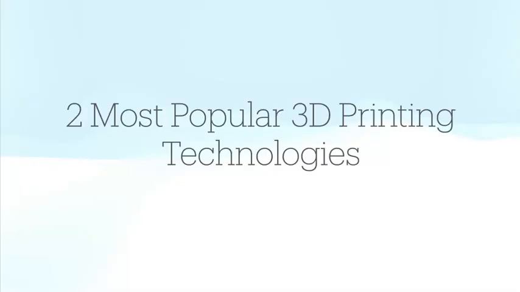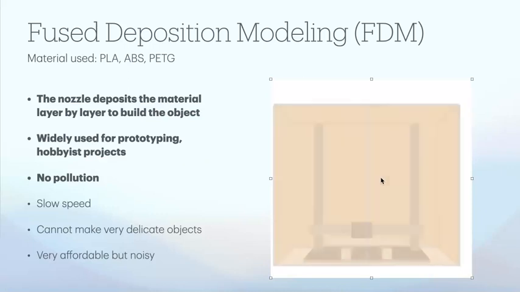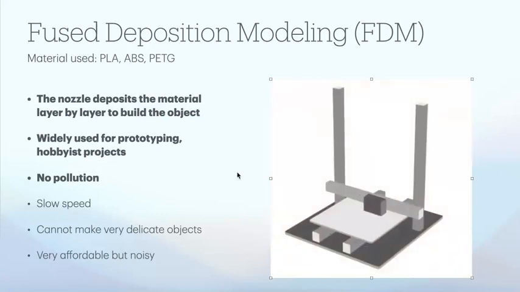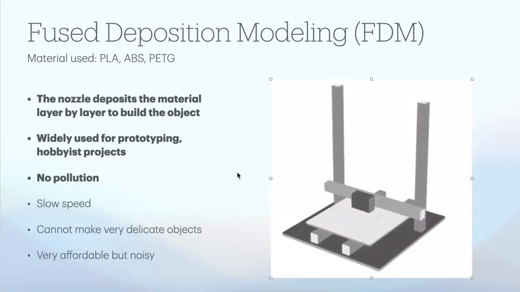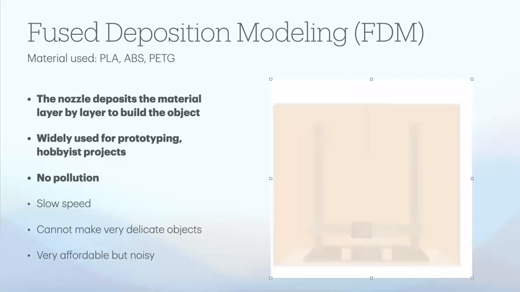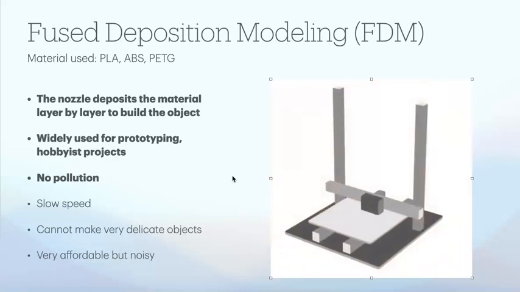So now I would like to introduce the two most popular 3D printing technologies that are currently used in a lot of places. The first is called fused deposition modeling. It mainly uses plastic material, including PLA, ABS, PETG. And here you can see the video demonstrating the procedure of producing those objects.